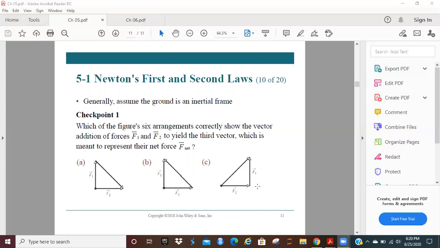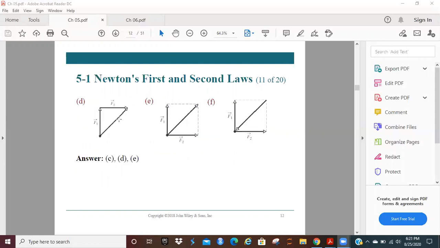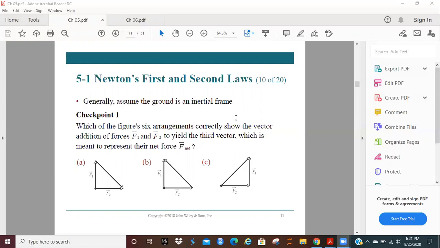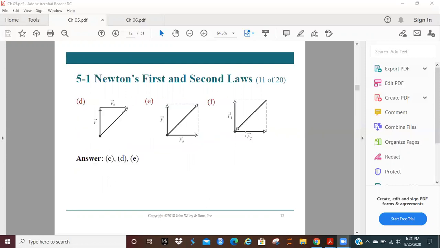C, however, is correct, because we've got one vector and another vector going tail to tip and then tail to tip. Our resultant vector goes from the tail of one vector to the tip of the other. The same thing holds true here with D. Both E and F are not considered arrangements that correctly show the vector addition of forces. It's that tail to tip arrangement that it's looking for.